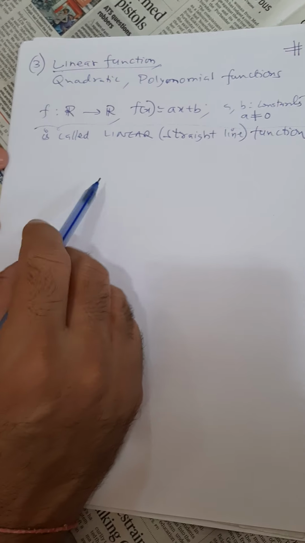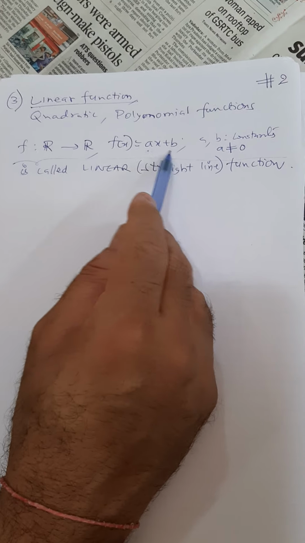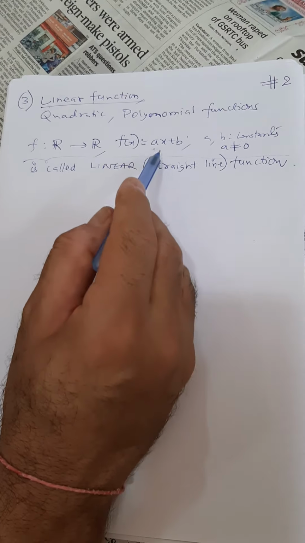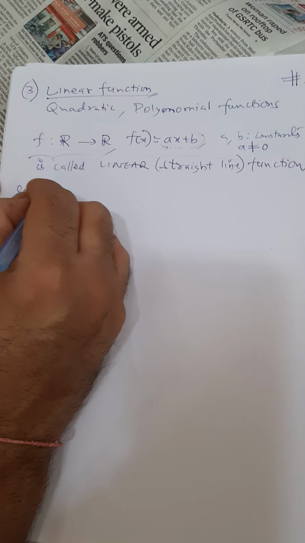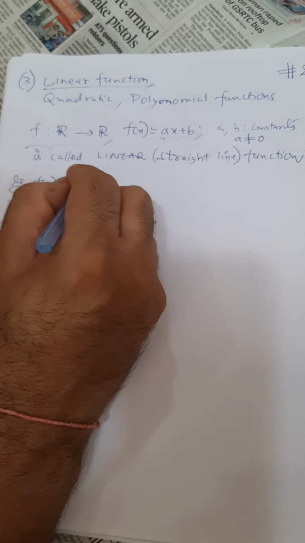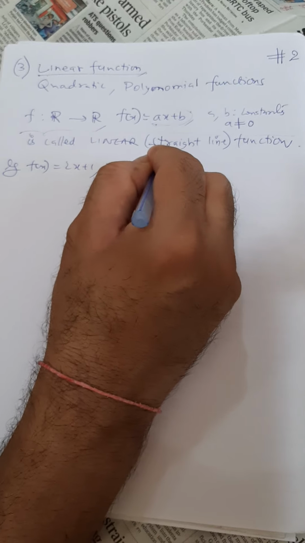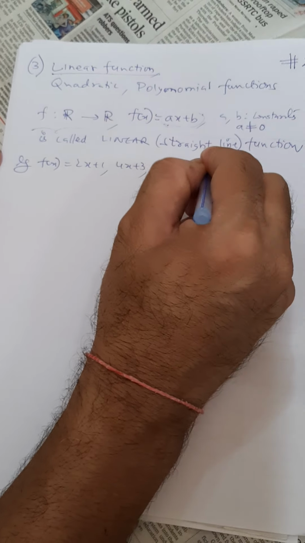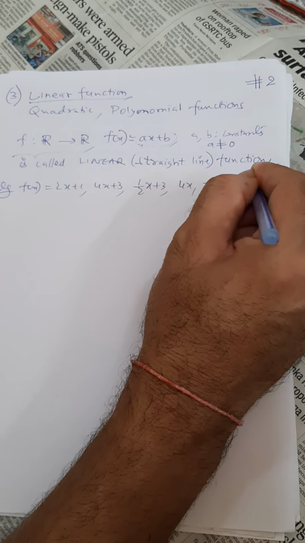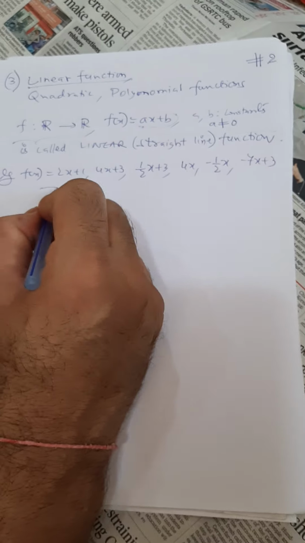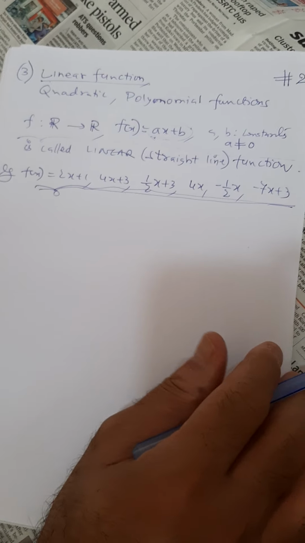So a function from real numbers to real numbers defined in this way: ax plus b, where x is a variable. Any function which is of this type, like if I write f(x) equals 2x plus 1, 4x plus 3, 1 by 2x plus 3, 4x, minus 1 by 2x, minus 7x plus 3, all are linear functions. These are nothing but linear functions.